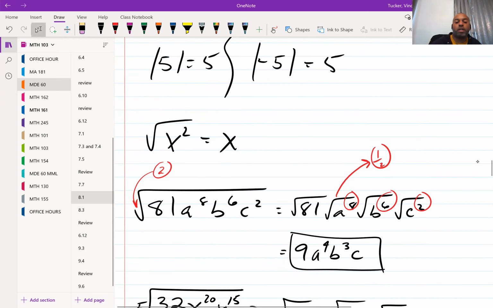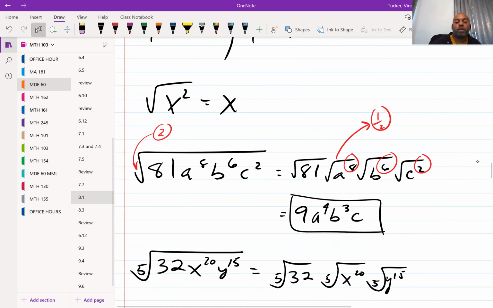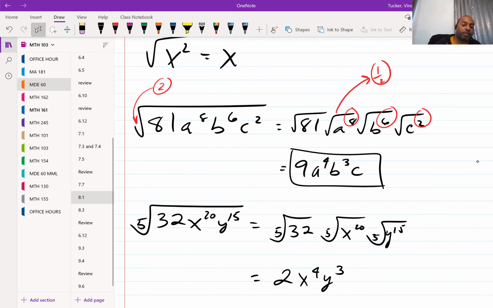All right, let's go to the next one. So the next one, we have the fifth root of 32, x to the 20th, y to the 15th. So take the fifth root of each one of them individually. And that's the same thought process. When we look at our exponents, we know the fifth root of 32 is going to be 2, because 2 times 2 times 2 times 2 times 2, 2 times itself 5 times will give me 32.